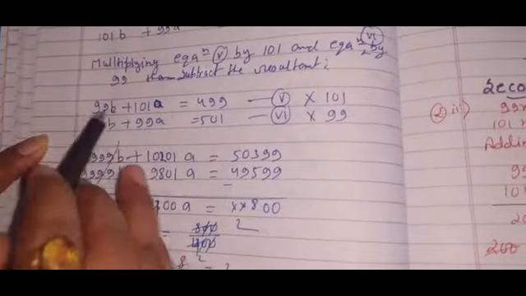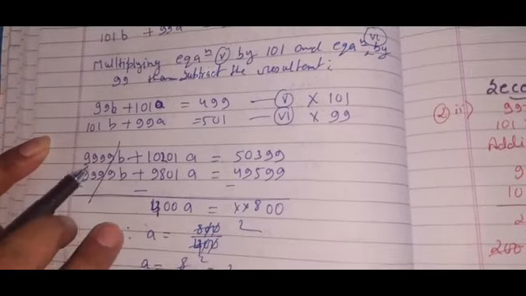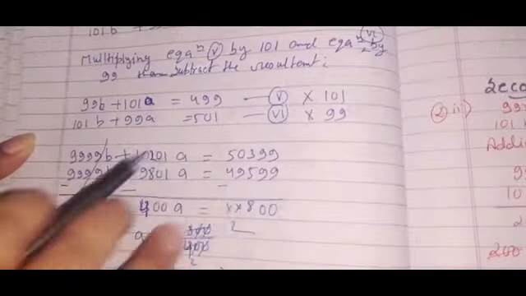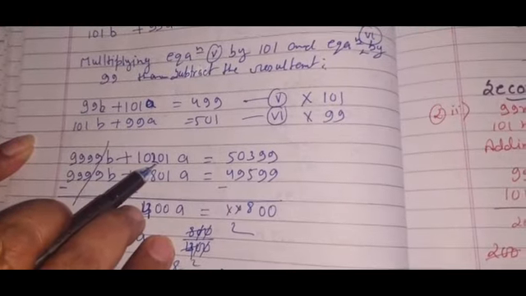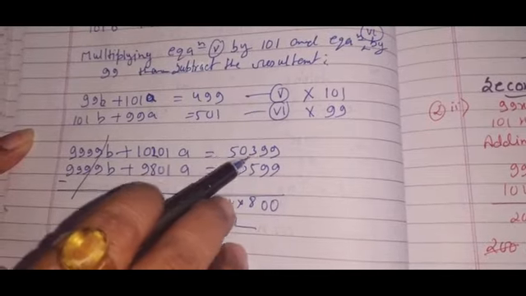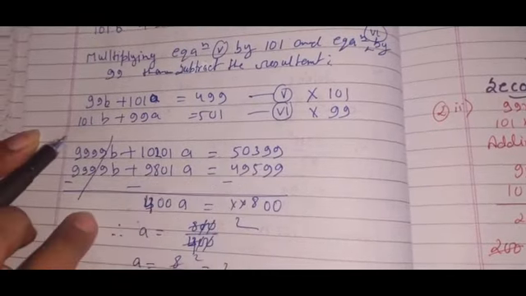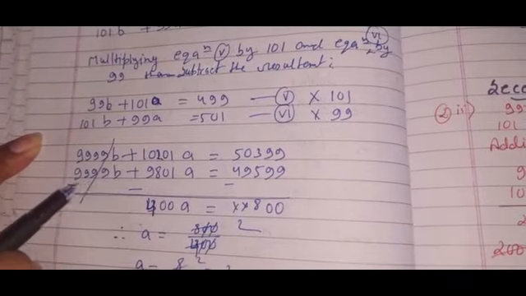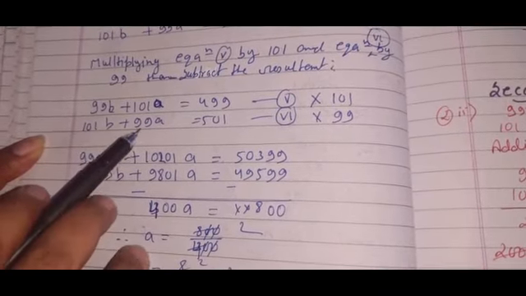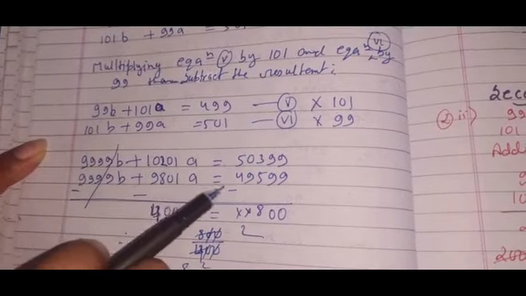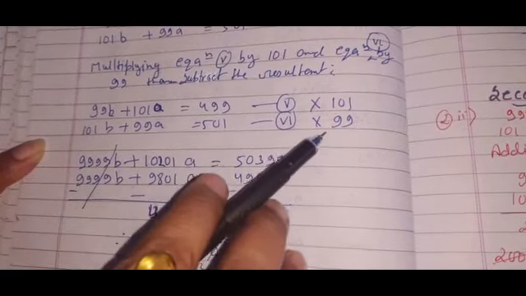Okay, so 99 into 101 is what, 9999b, and 101 into 101 is what, 10,201a, and 499 into 101 is 50,399. Then 101b into 99 is what, 9,999b. Then 99 into 99 is 9,801a is equals to 501 into 99.